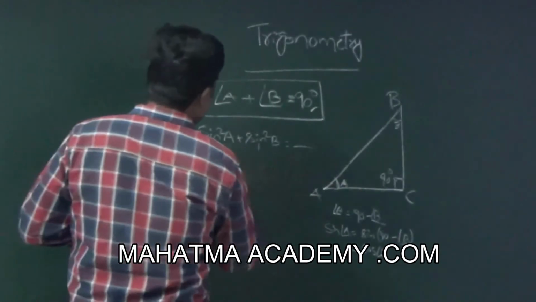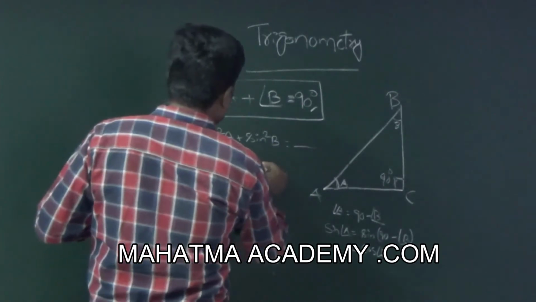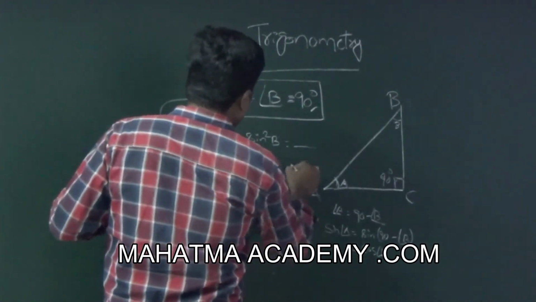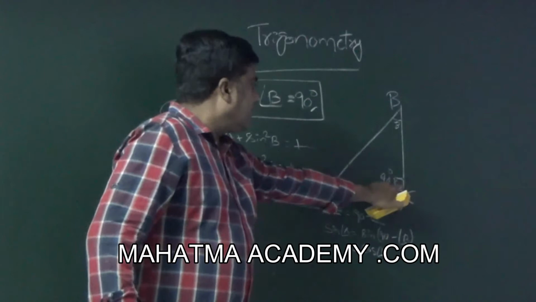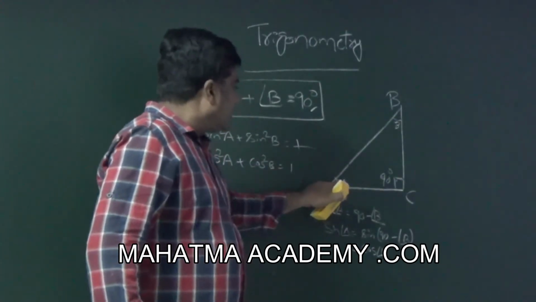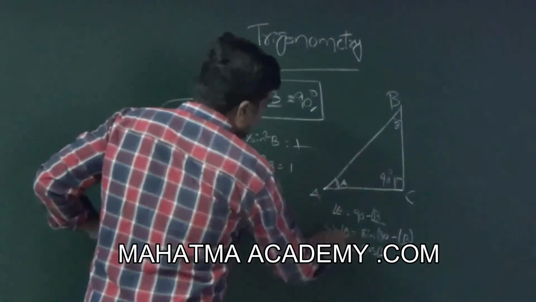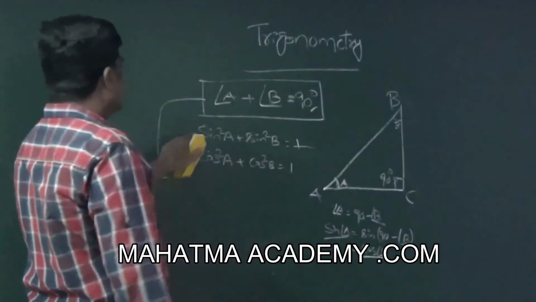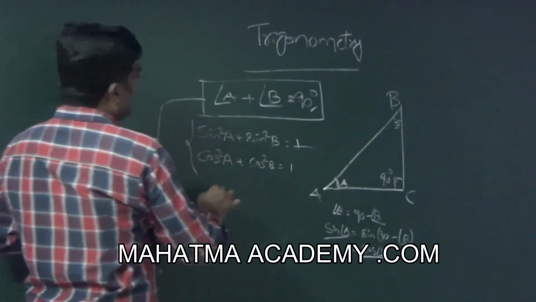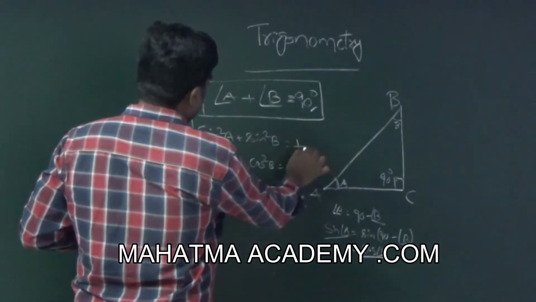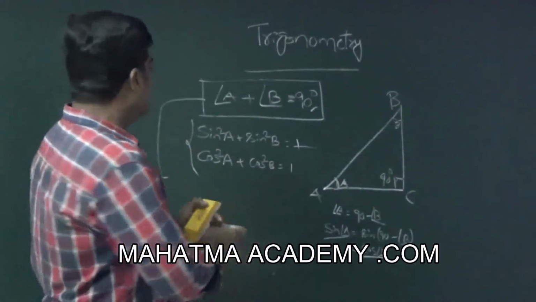In a similar way, cos square A plus cos square B equal to 1. In a right angle triangle, the sum of the other two angles is 90 and sin A equal to cos B. The formulas derived from the basic formulas are sin square A plus sin square B equal to 1, and cos square A plus cos square B equal to 1.